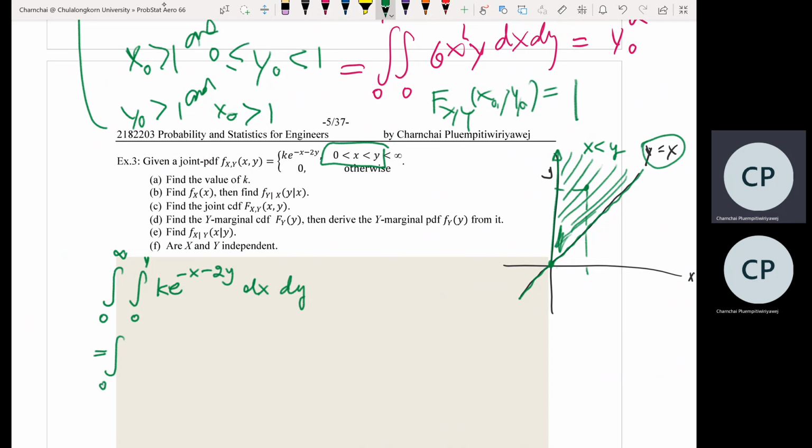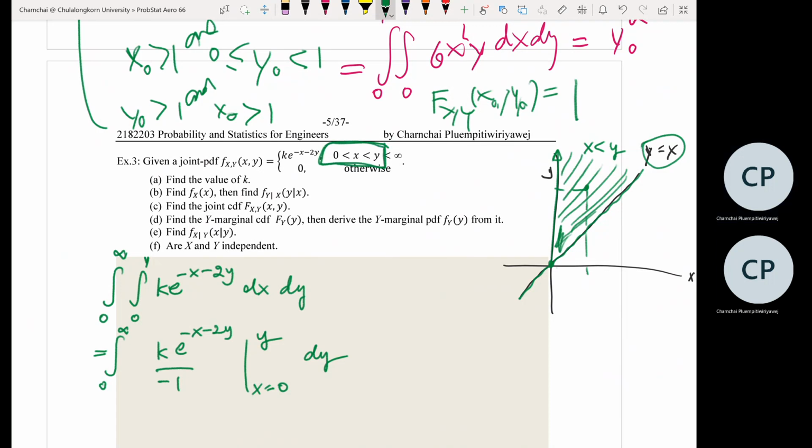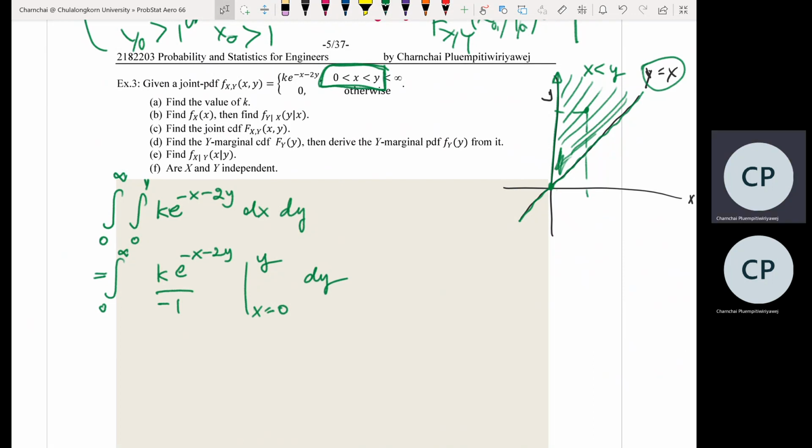So we get the integral from 0 to infinity of K e to the negative x minus 2y divided by negative 1, with x from 0 to y, dy. This is what we have, with x between 0 and y. What do we get?